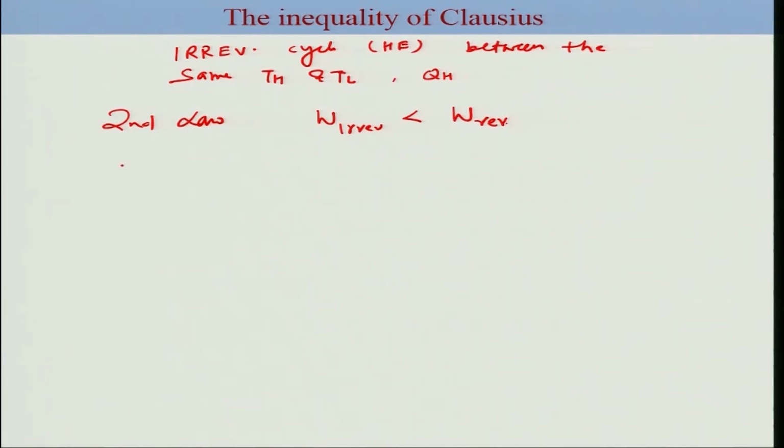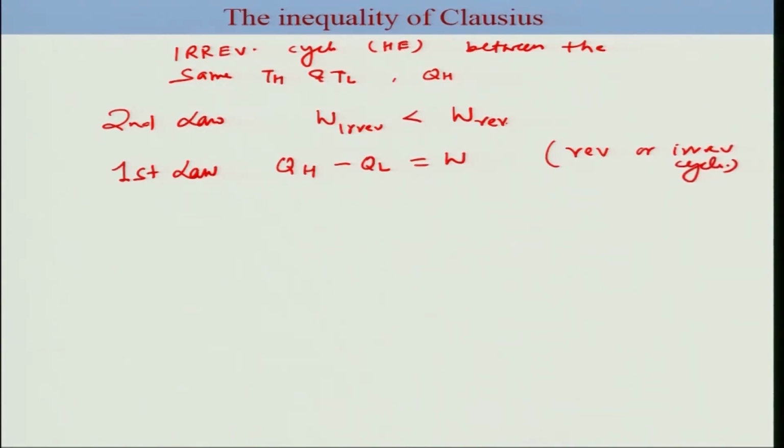Now you can make use of the first law, a simple energy balance. You know that for a system corresponding to the heat engine, QH minus QL is nothing but work. This is true for a reversible or irreversible cycle. Now you can substitute this expression here. So now we have an expression where QH is the same for irreversible and reversible, as we considered here, and QL will change for the irreversible.